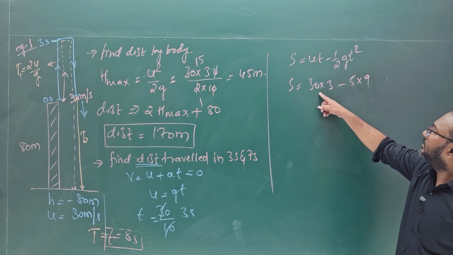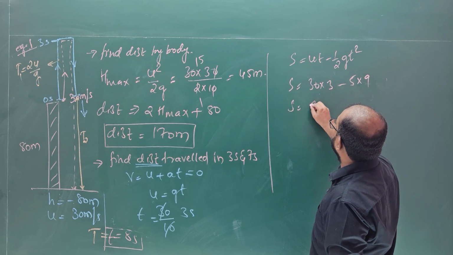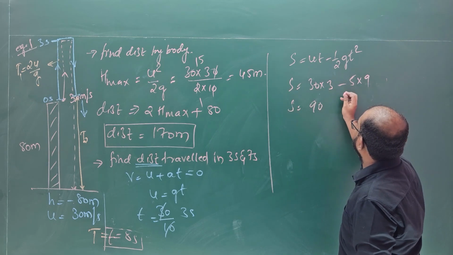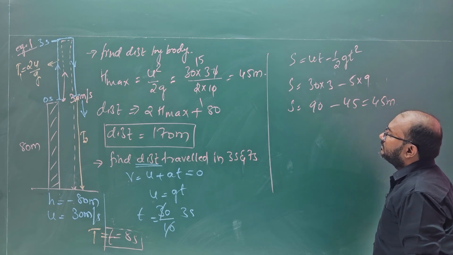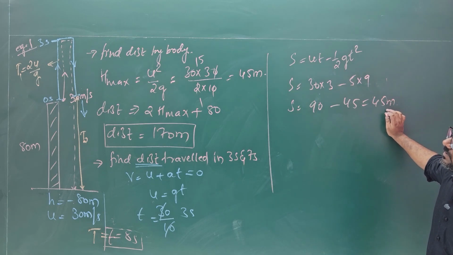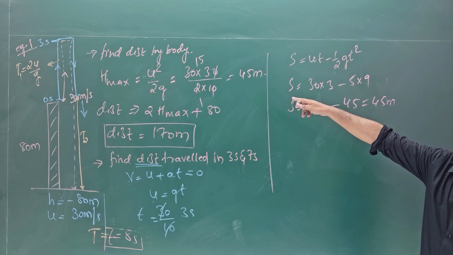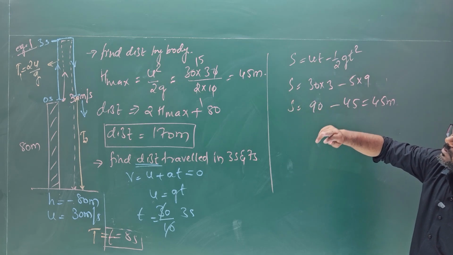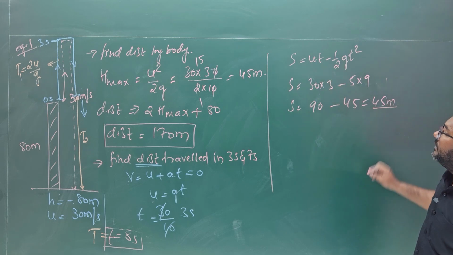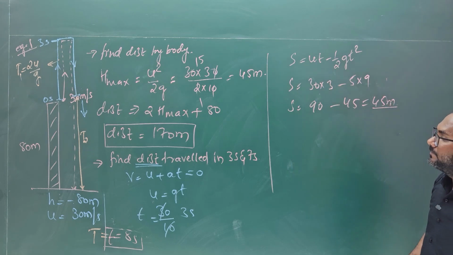Yes, okay, 33 90, s is equal to 90 minus of 9 5s are 45, and you got 45 meter. That means you already got this 45 answer, h max. Yes or no? So distance traveled from 0 to 3 seconds is how much? 45 meter.